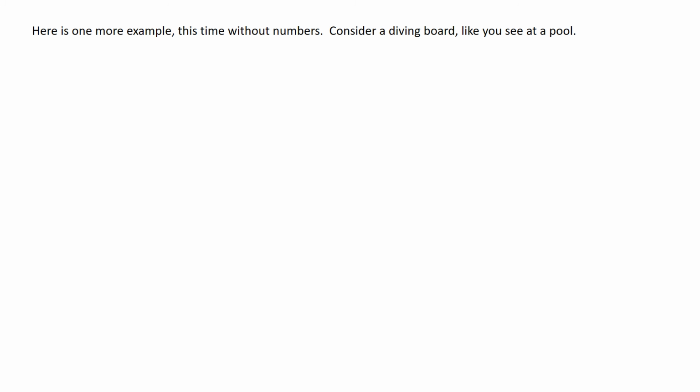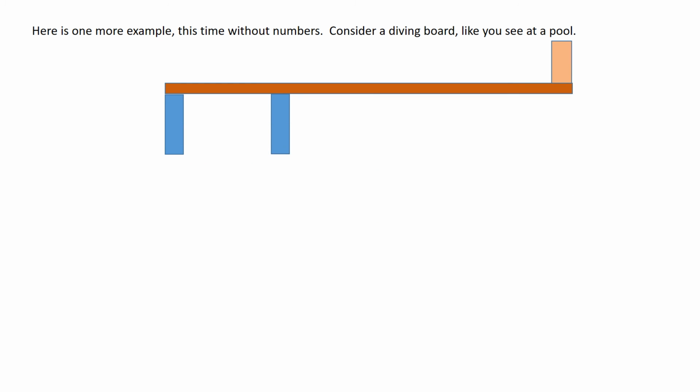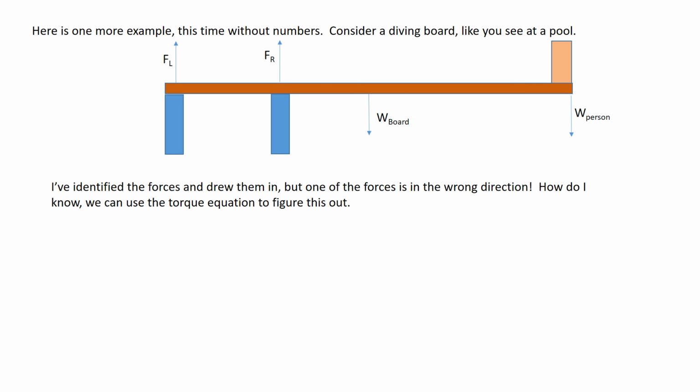Here's one more example. This time I won't use any numbers. I want you to think about a diving board, like the ones you see at a pool. Here's my diving board. I've got two supports on the left side, and I've got a person standing on the right side. Here are all the forces: a left support, a right support, the weight of the board, and the weight of the person. I've identified the forces and drew them in, but here's the rub. One of these forces happens to be in the wrong direction. How do I know? I can use the torque equation to figure this out.